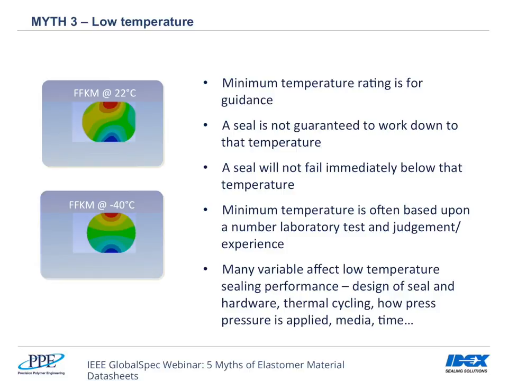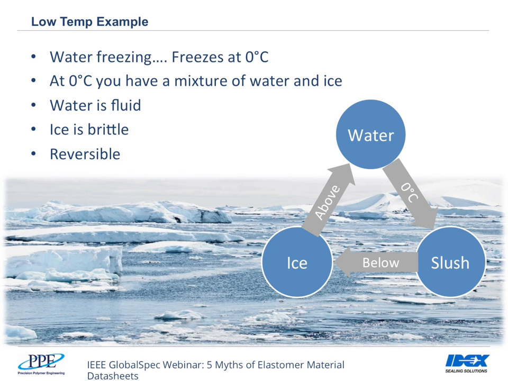When the temperature reduces in application, the material does not go from a rubbery material to a brittle material instantaneously. It goes through phase changes, just like water. As we all know, water freezes at 0 degrees C. However, when we chill water down to that temperature, we have a combination of water and ice. It is not fully solid.